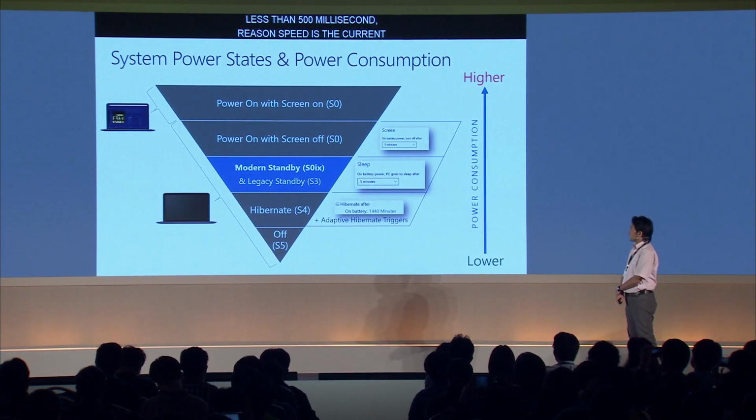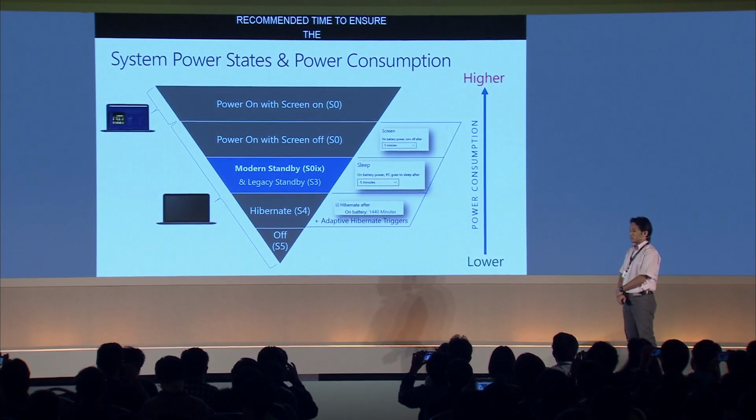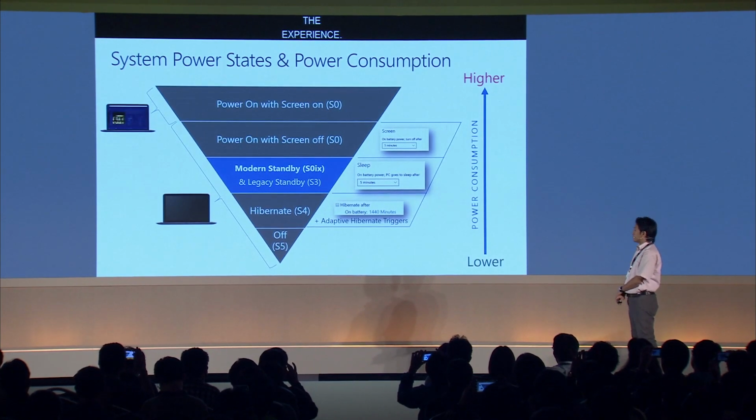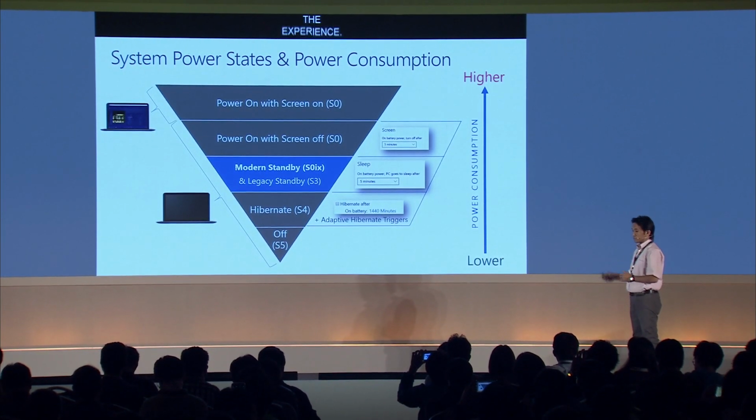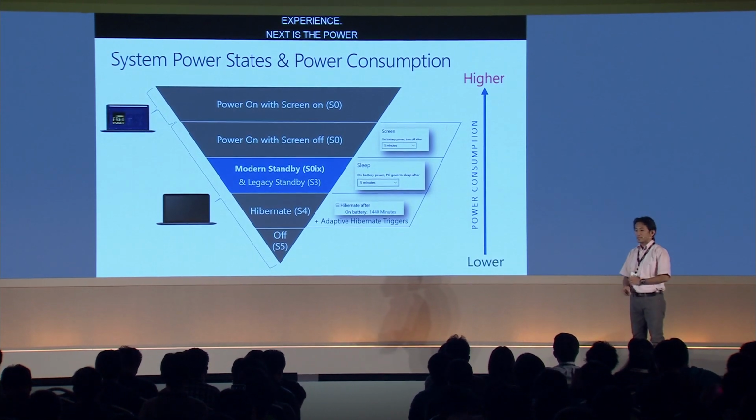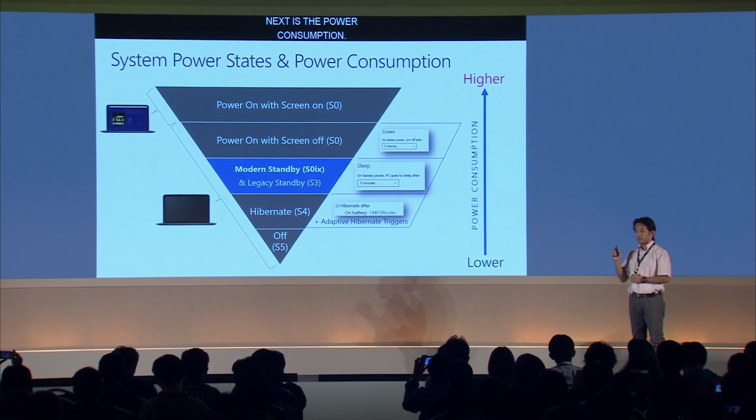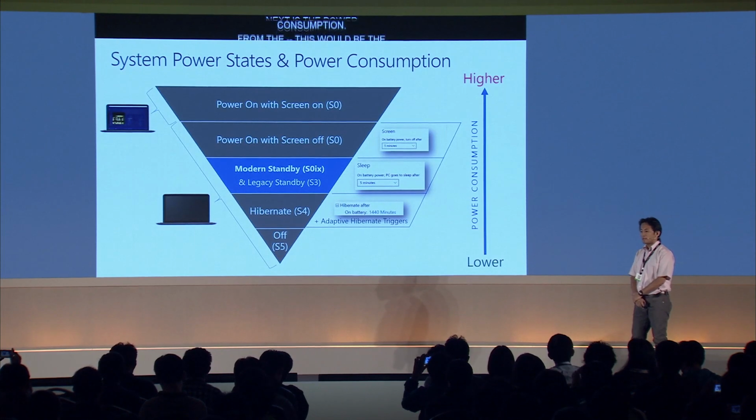Next is the power consumption. From the power consumption perspective, this would be the reverse. When system's on and active, system, of course, has highest power consumption. For modern standby, if it is optimized correctly, power flow will be on parity with S3 systems. But please remember that modern standby is able to run wake scenarios and deliver features during sleep state, while S3 will not be able to do anything because it is turned off.